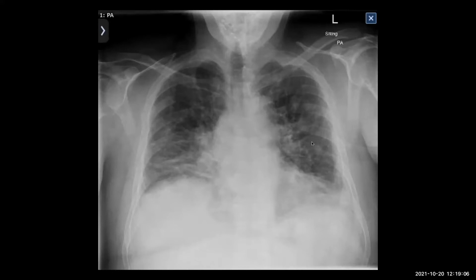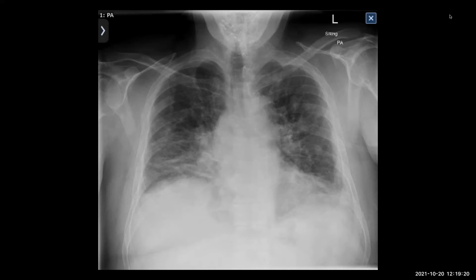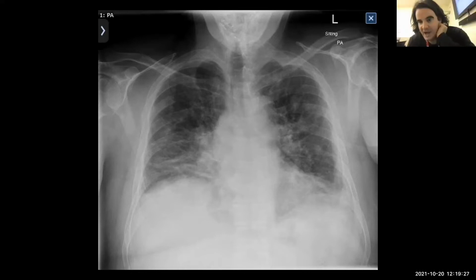Some right lower zone infiltrates and minimal bilateral pleural effusion. Sorry, you kind of broke up there a little bit, Nazia. Can you repeat that, please? I was just saying that some right-sided lower zone infiltrates and bilateral minimal pleural effusion. Yeah, I think that's right.